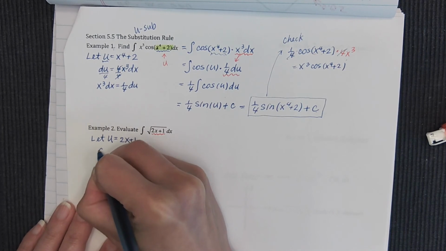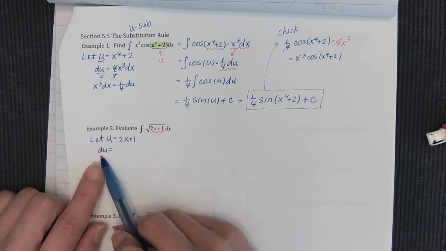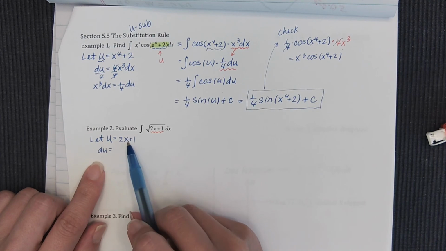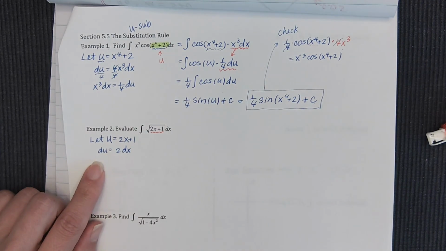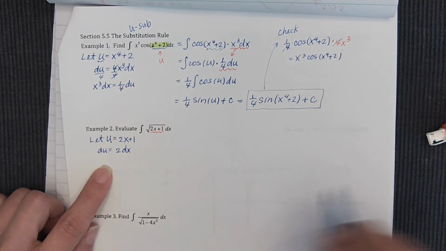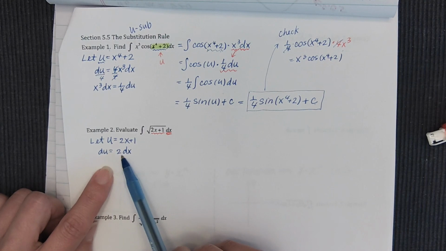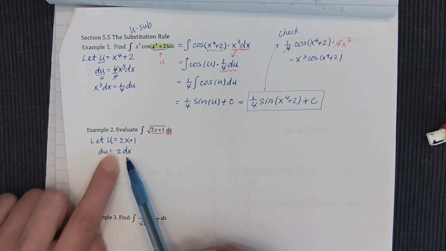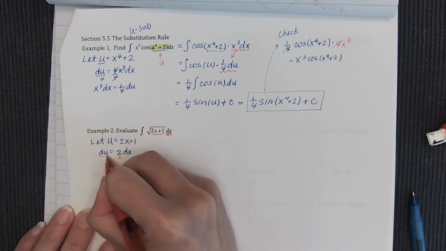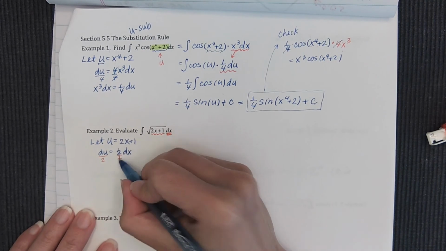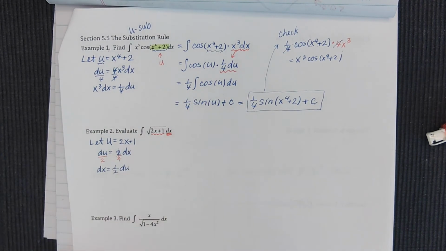Then what's the du? Du means let's take the derivative of u. What's the derivative of 2x? It's 2, so du is 2 dx. I need to change that dx into u, so I don't want a 2, I just want a dx. That's why I have to cancel that 2. Divide by 2. So the 2 cancels, and dx is 1 over 2 du.